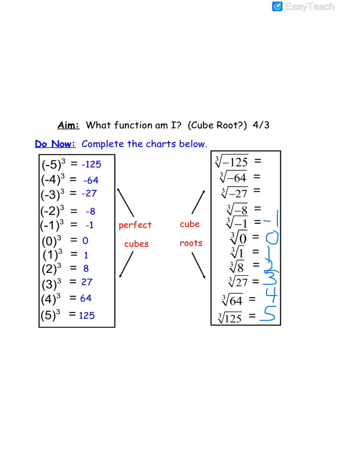I'm just grabbing my calculator while I'm talking to you so I can show you how to do this. The cube root of negative 8 is negative 2. The cube root of negative 27 is negative 3. The cube root of negative 64 is negative 4. And the cube root of negative 125 is negative 5.